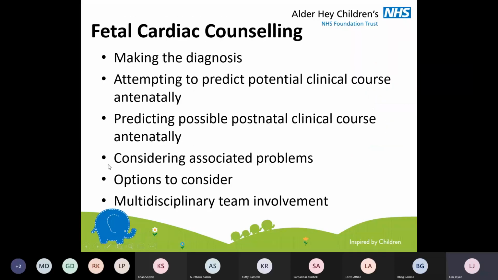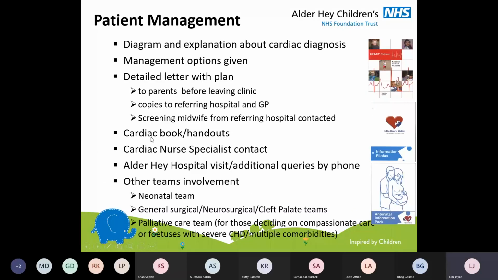Because things are rather overwhelming when you have a significant cardiac lesion that's been diagnosed. We also provide them with cardiac books, cardiac handouts. You have seen this Heart Children's book, you have seen this antenatal information pack, you have seen this Little Heart Matters booklet that has been handed out to parents and families as well.